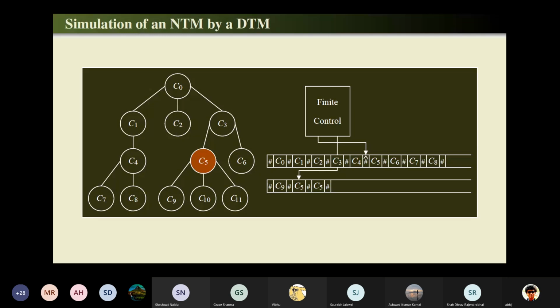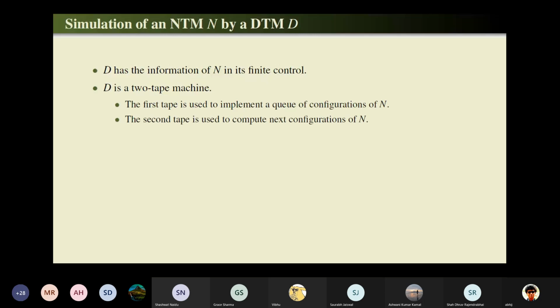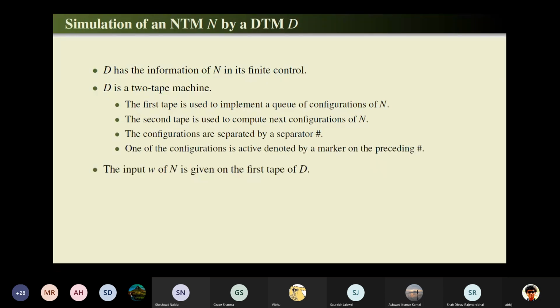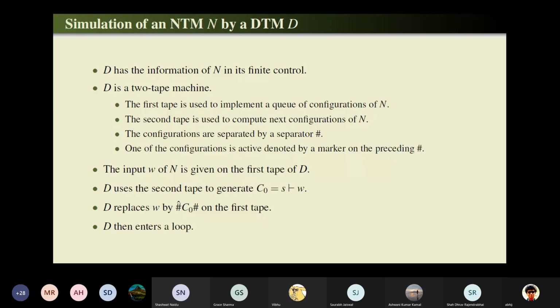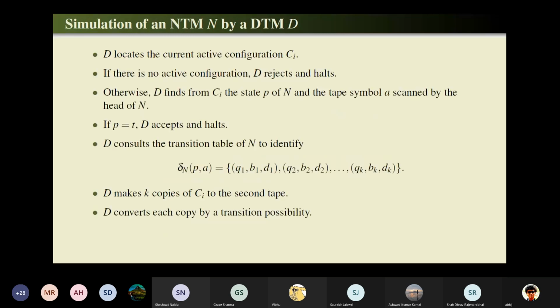Maybe I just take five more minutes. This is clearly written here, and I have already explained this. The first step is the queue of configurations. The second step is just used as a scratch step to compute the next configurations, separated by hash. This is the initial. You can just read this. I've already explained this.